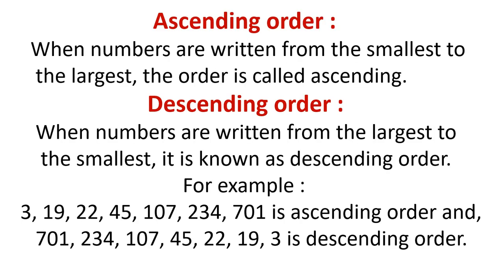Ascending order. When numbers are written from the smallest to the largest, the order is called ascending order. Descending order. When numbers are written from the largest to the smallest, it is known as descending order. For example, we have chosen some numbers: 3, 19, 22, 45, 107, 234, 701 is ascending order because the smallest number is on the left-hand side and the largest number is written last. On the other hand, 704, 234, 107, 45, 22, 19, 3 is descending order because the largest number is written first and the smallest number is written last.